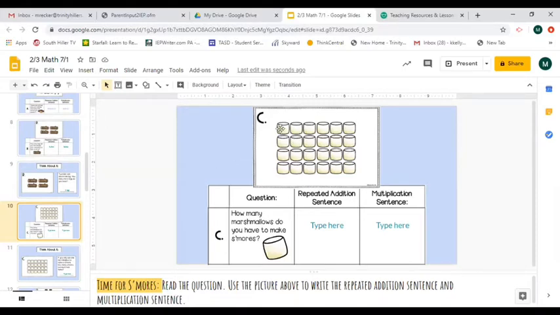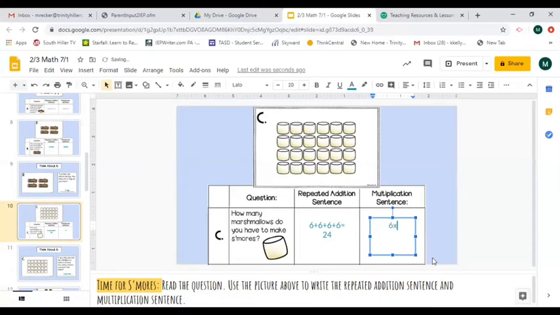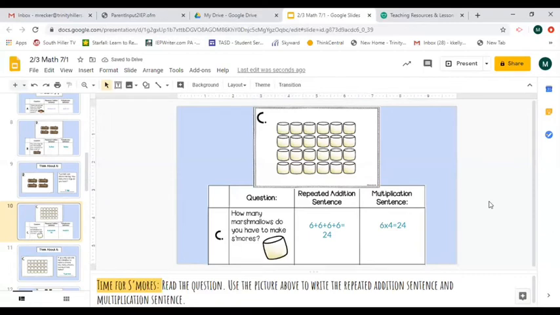Okay, so I see that we have 1, 2, 3, 4, 5, 6 in each row. And there are 1, 2, 3, 4 rows. So my addition sentence would be 6 plus 6 plus 6 plus 6, and that equals 24. And then multiplication, I have 6 marshmallows and 4 rows, so that's 6 times 4 also equals 24. So we have 24 marshmallows all together to make the s'mores.